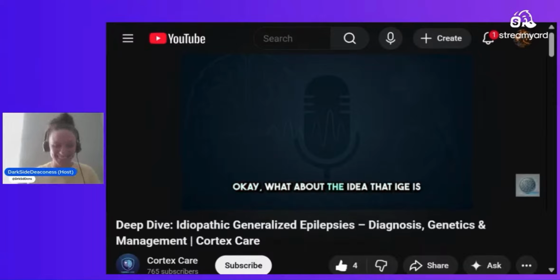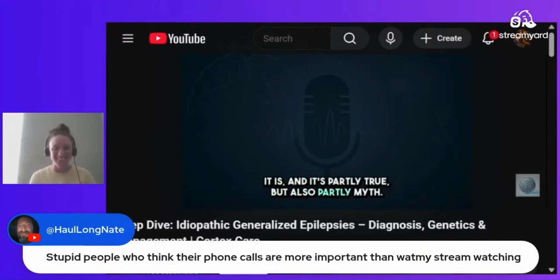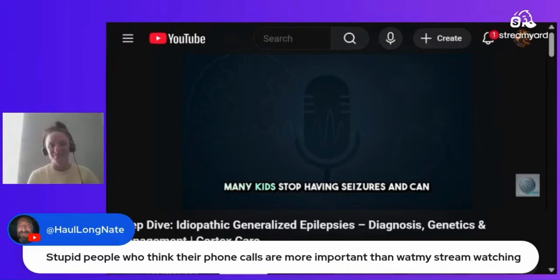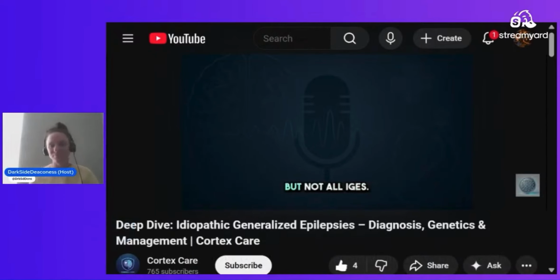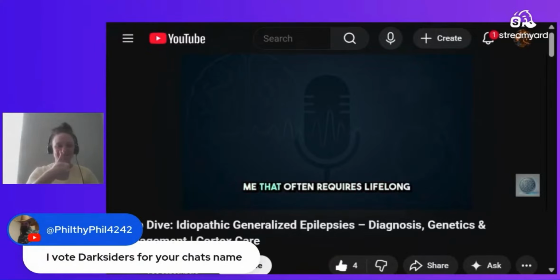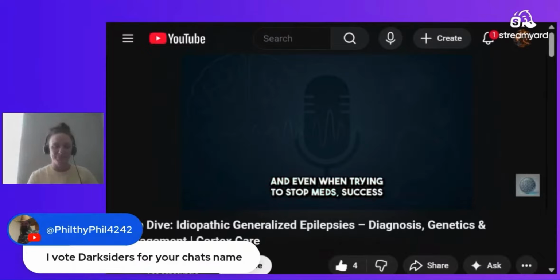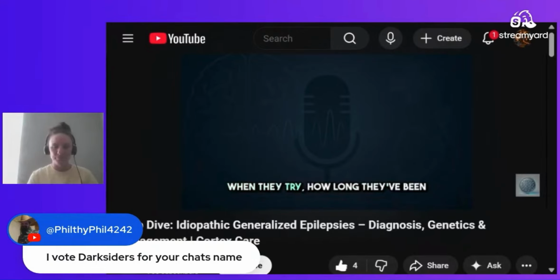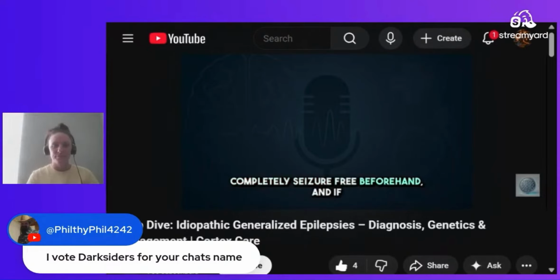They really are. Okay, what about the idea that IGE is something people just grow out of? That's another one you hear a lot. It is, and it's partly true, but also partly myth. Some childhood onset forms, especially childhood absence epilepsy, do often remit. Many kids stop having seizures and can eventually come off medication. But not all IGEs. No. A classic example is juvenile myoclonic epilepsy, JME, that often requires lifelong treatment to stay seizure-free. So it really depends on the specific syndrome within IGE. Absolutely. And even when trying to stop meds, success depends on things like how old the person is when they try, how long they've been completely seizure-free beforehand, and if they needed multiple drugs to get control in the first place. Especially true for JME. It's not a universal outgrowing situation.